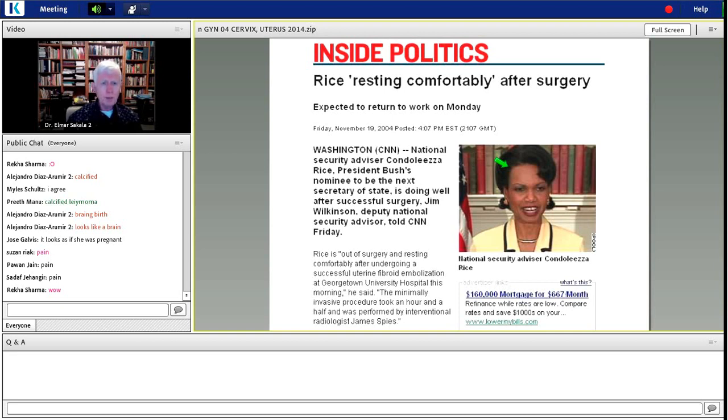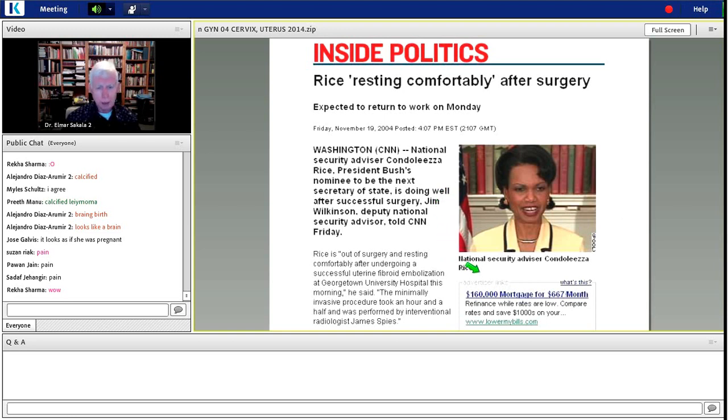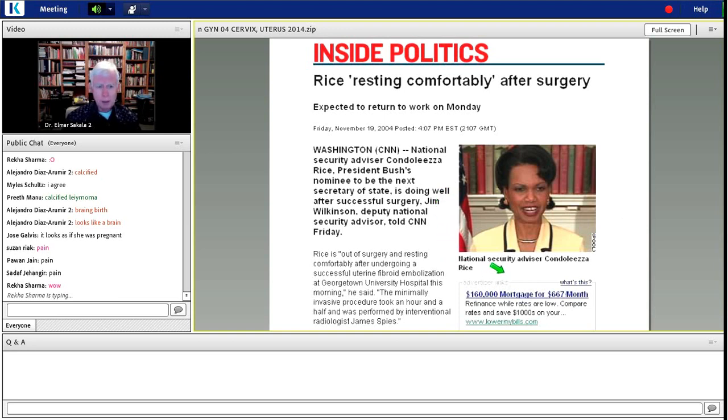This was a very important lady, Condoleezza Rice, who was President Bush's Secretary of State. And in this article, it says that Rice is out of surgery and resting comfortably after undergoing a successful uterine fibroid embolization at Georgetown University Hospital. Now, I don't think she's married. I don't think she's planning on having any children. By the way, she speaks Russian fluently, and she is a concert pianist.